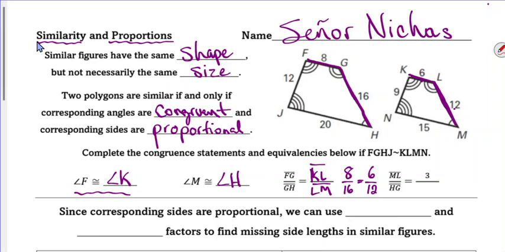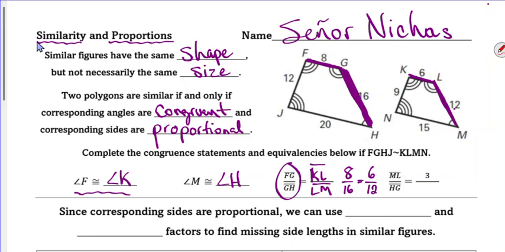8 divided by 16 is a half. 6 divided by 12 is a half. That ratio remains the same when we compare two sides within a quadrilateral, or when we compare two sides between the quadrilaterals. So this was really within one. FG and GH share the same relationship as KL and LM.